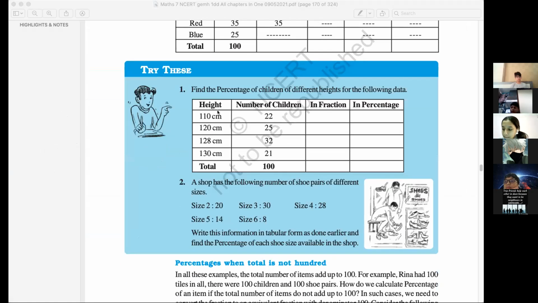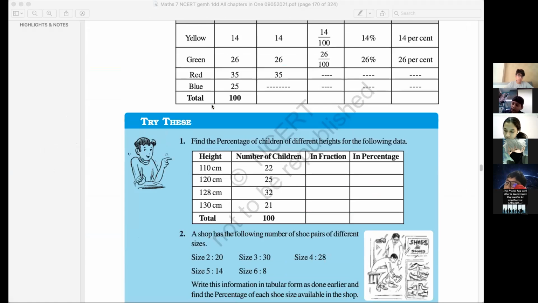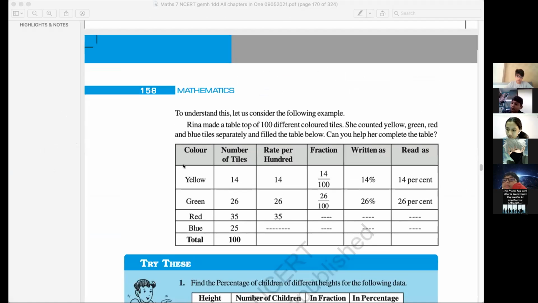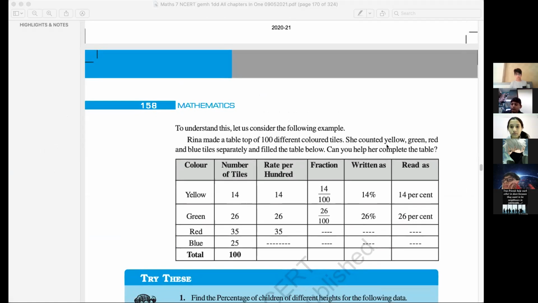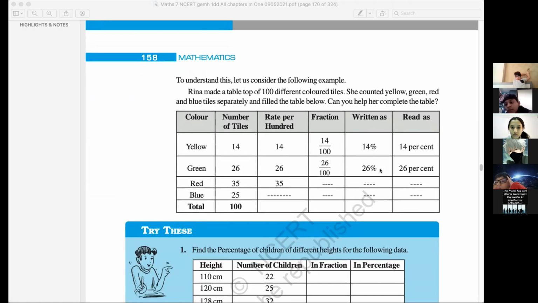Okay. Now try these. Find the percentage of children of different height for the following data. Number of children, and this is 110 centimeter. Okay, this table you can see. Reena made a tabletop of 100 different color tiles. She counted yellow, green, blue tiles. Yellow was 14, so 14 out of 100 is yellow. So what percent? 14%. Green is 26, so 26 out of 100 is 26%.